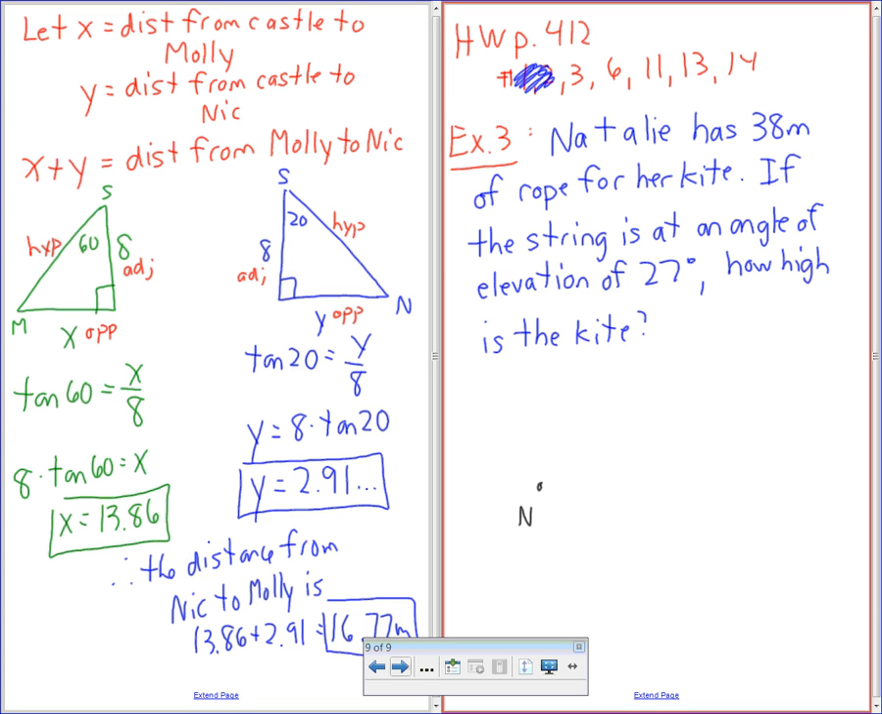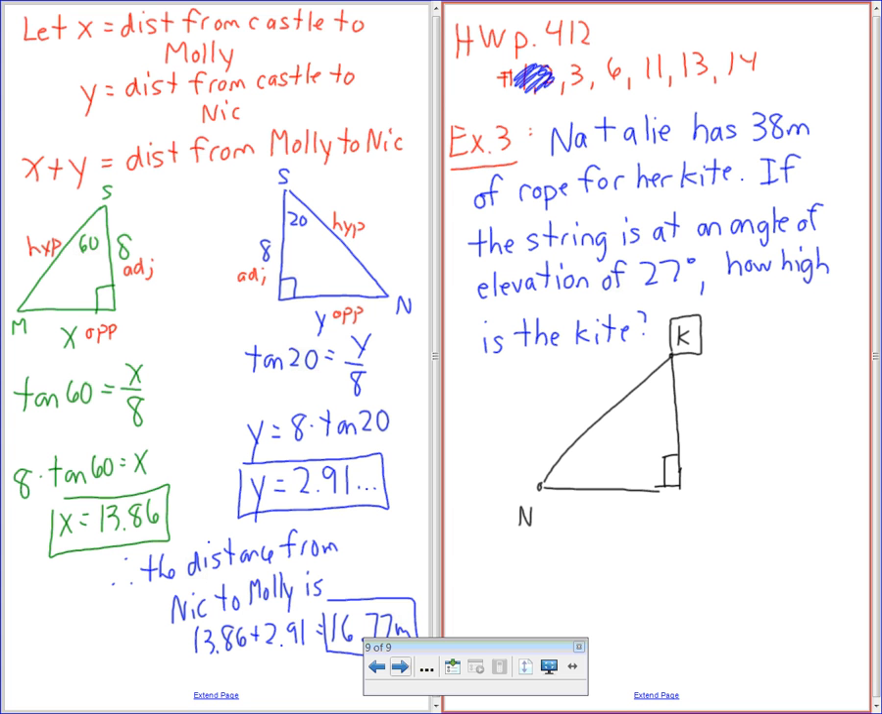Label each corner. Who's N going to be? Well, that's Natalie, so make sure you draw where Natalie is. Then her kite will be up here. If you want to draw a kite, go ahead. There's the kite, a little lovely kite picture. Then we're going to go straight down to the ground. What else do we know with this picture?